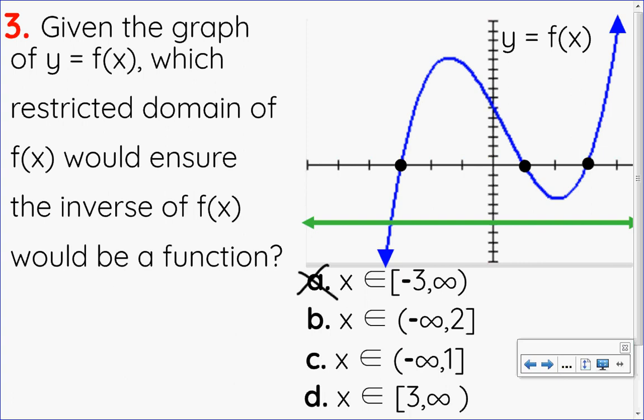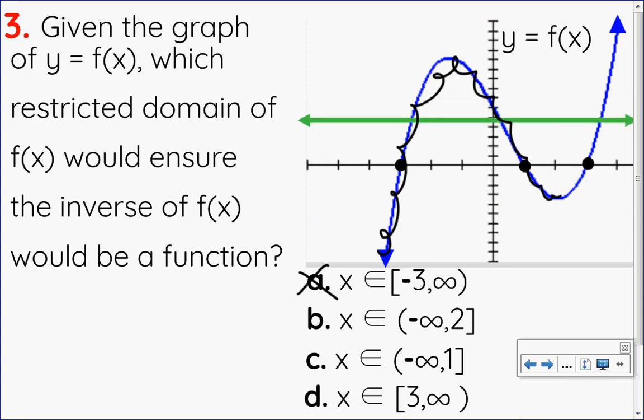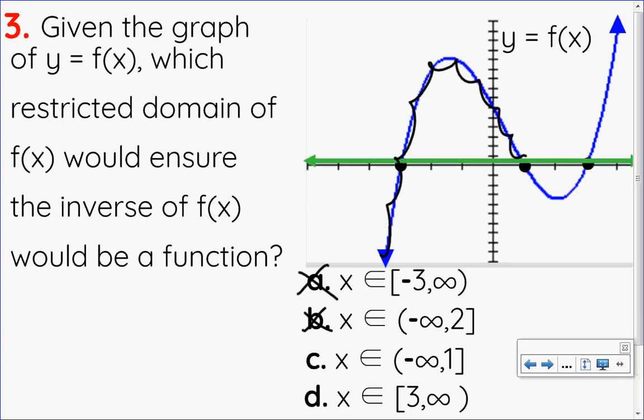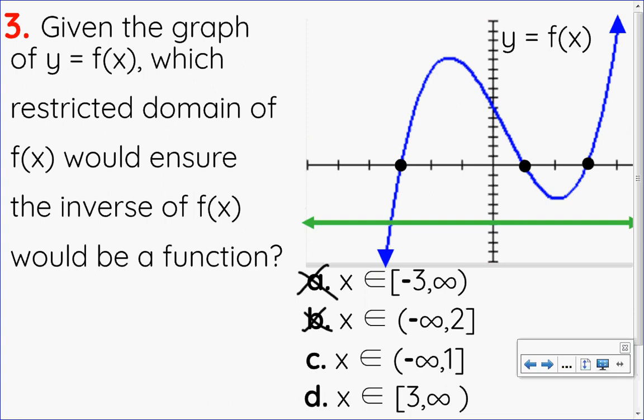Let's look at option B. B says to go from -infinity up to 2. So from -infinity up to an x value of 2. And you can see that does not do anything to help me pass the horizontal line test. So that is also not an option. Option number C says go from -infinity to +1. So let's try that. So from -infinity to +1 would be this part of the graph. But I can see that also does not pass the horizontal line test. So that won't work either.